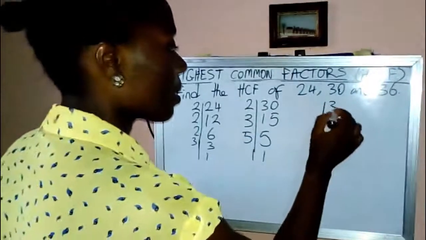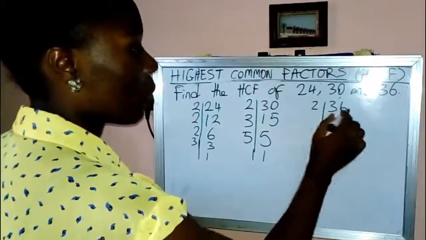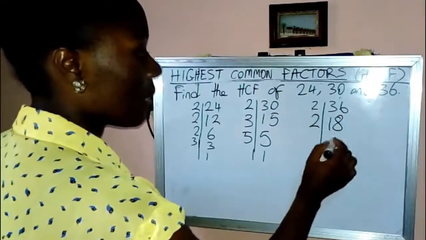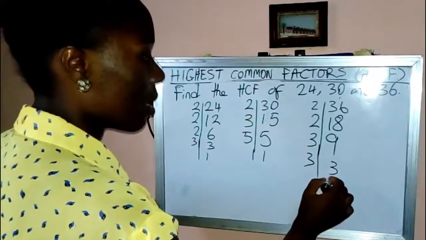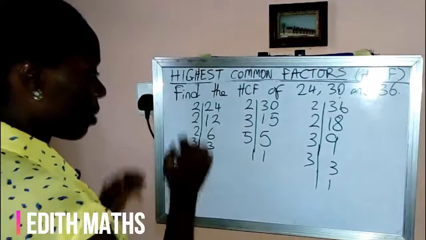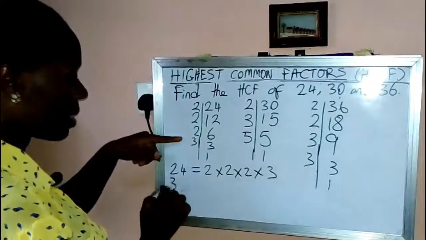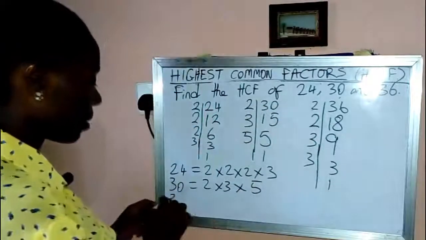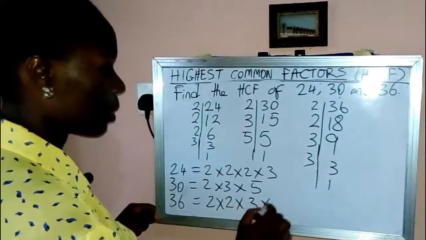Alright? For 36, 2 into 3 is 1, remainder 1. So I put it here. It becomes 16. 2 into 16, I have 8. 2 into 18 is 9. 3 into 9 is 3. 3 into 3 is 1. Alright? So let's express them as a product of their prime factors. Here, for 24, we have 2 times 2 times 2 times 3. For 30, we have 2 times 3 times 5. For 36, we have 2 times 2 times 3 times 3.